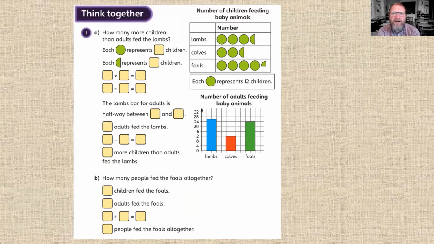Think together. Okay, so we can see we've got pictograms again, and we've got bar charts. And the pictogram is for the number of children feeding baby animals, and the bar chart is for the number of adults feeding baby animals. And question 1A says, how many more children than adults fed the lambs? And question 1B says, how many people fed the foals altogether?